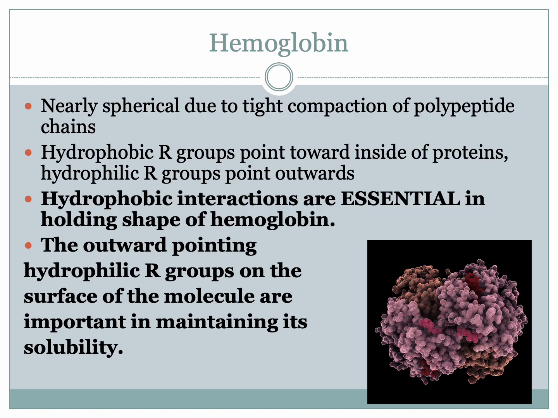Hemoglobin is nearly a spherical shape due to its tight compaction of the polypeptide chains. The hydrophobic R groups point towards the inside of the protein. The hydrophilic R groups point outwards. Hydrophobic interactions are essential in holding the shape of the hemoglobin. The outward pointing hydrophilic R groups on the surface of the molecule are important in maintaining its stability.